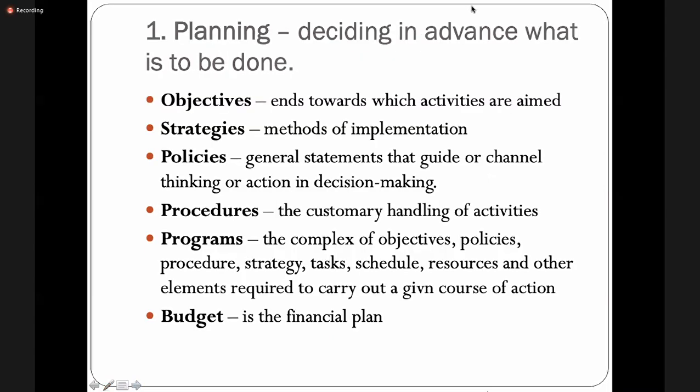So in planning, you decide in advance what is to be done. So you need to have an objective, the end towards which activities are aimed. So meaning, magkaka-related even your objectives to the activities and the strategies that you're going to use. So when you say strategies, these are methods of implementation. One example of strategies: networking is a strategy, organizing is a strategy, training is a strategy, but it's not basically the activities, no? So policies are general statements that guide or channel thinking or action in decision making. So procedures are the customary handling of activities.